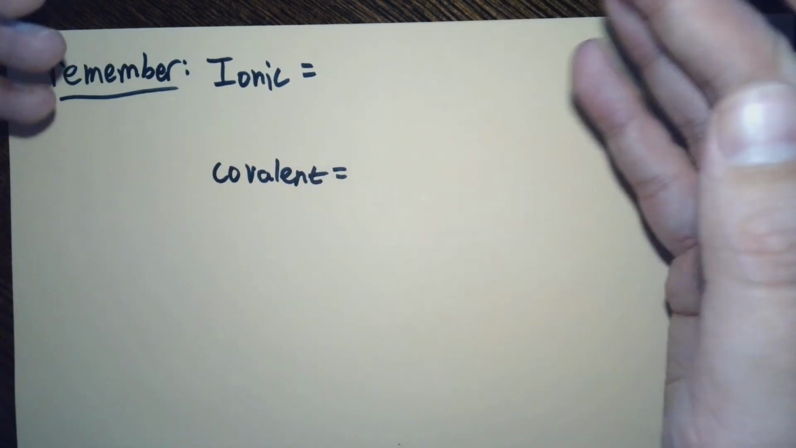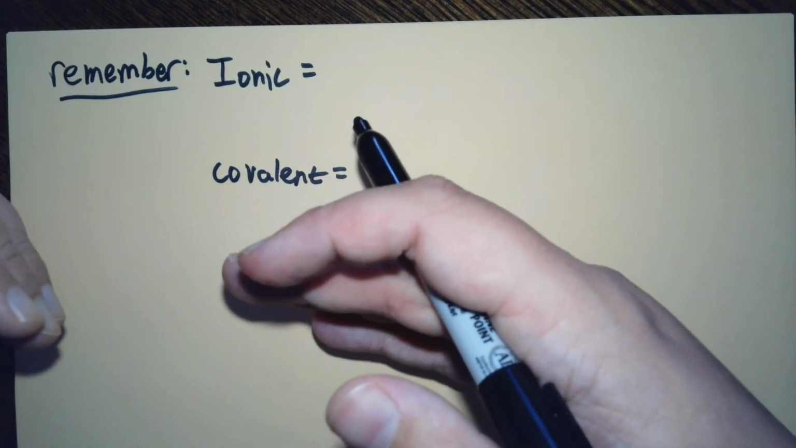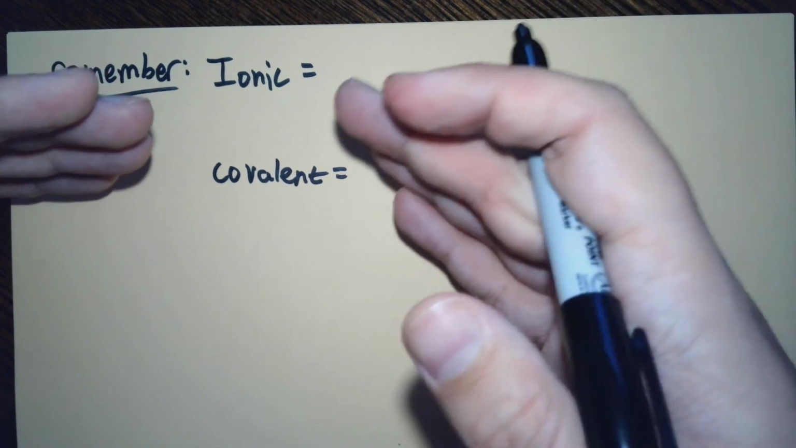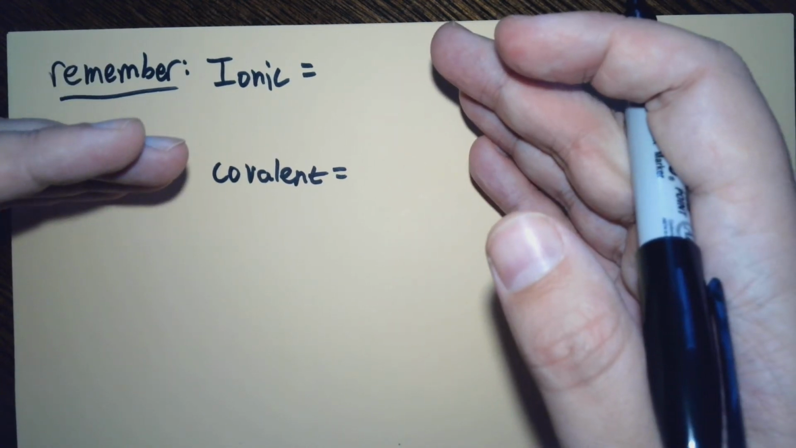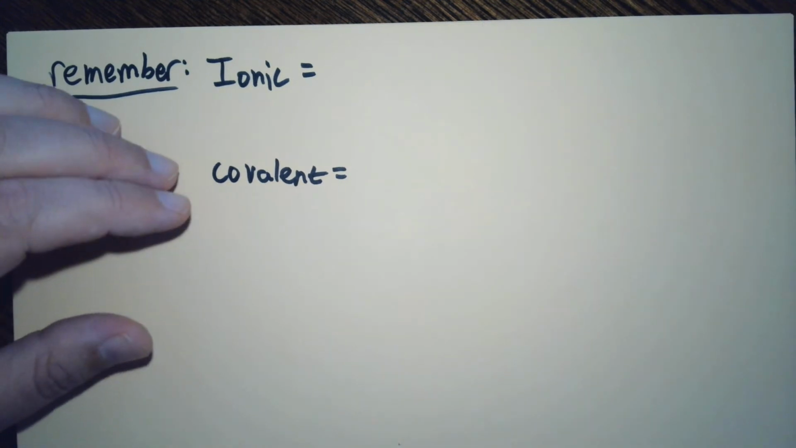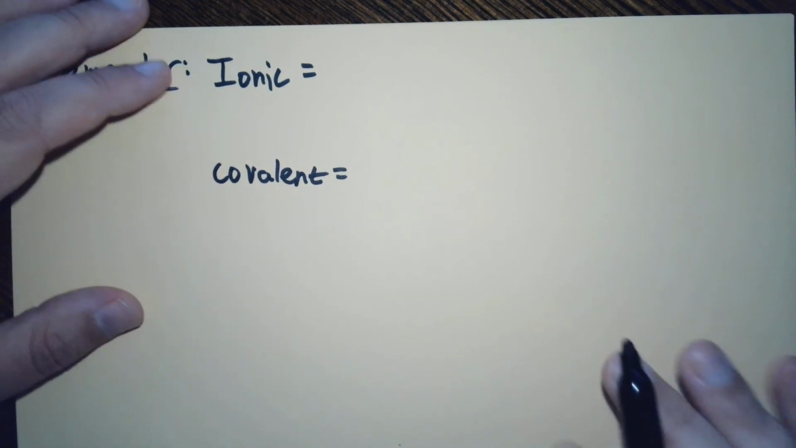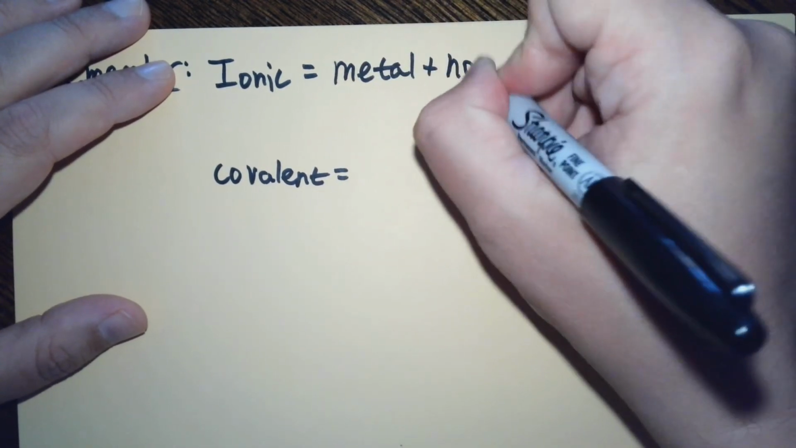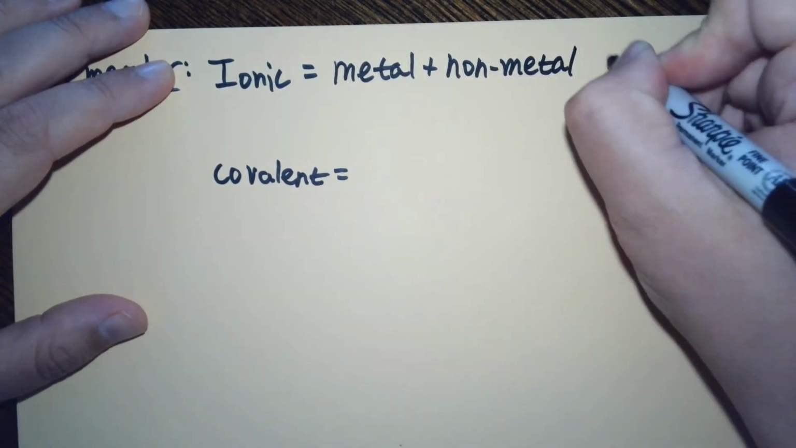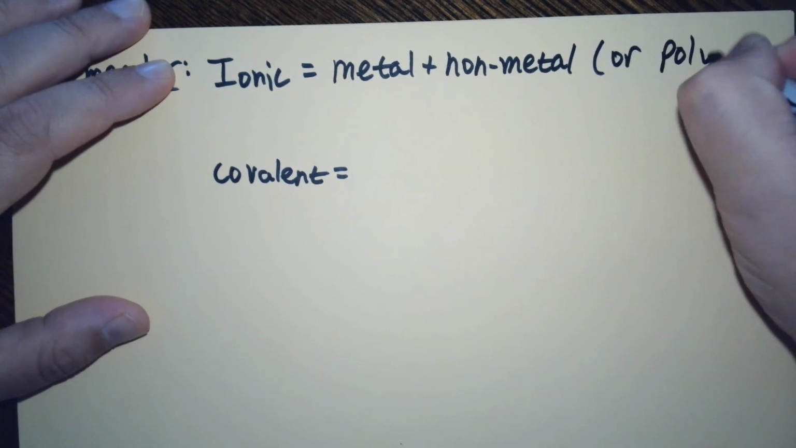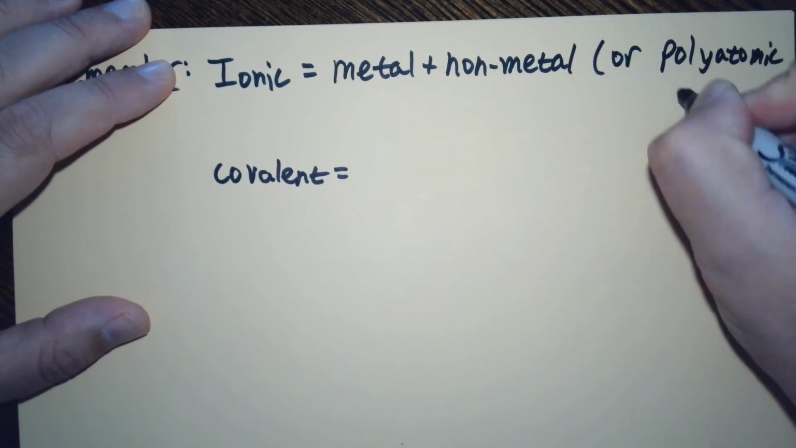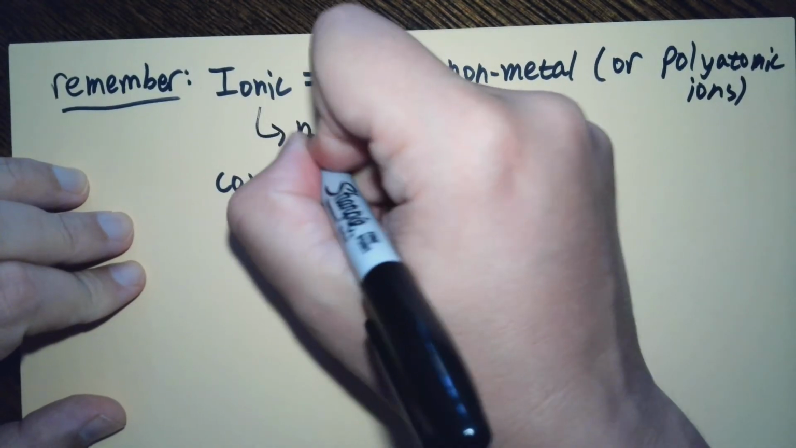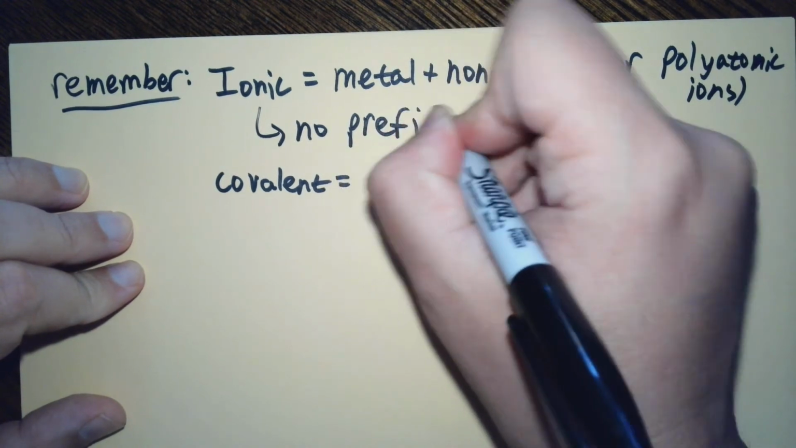Ionic, you get something like aluminum chloride, and you go, it's not one aluminum, one chlorine. No. It ends up being one aluminum and three chlorines because of the charges, 3 chloride anions. So how do we know it's ionic? Well, if you see a metal and a nonmetal, or those polyatomic ions, if those show up, you got yourself an ionic compound. No prefixes. Remember that.